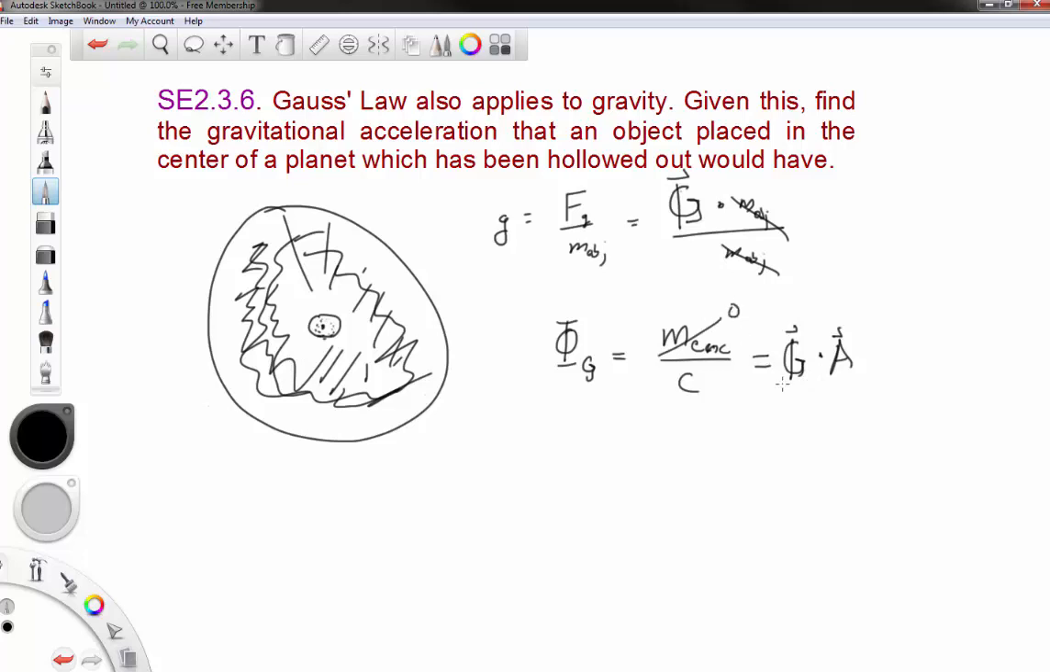Well, the mass enclosed is zero. So that means that the gravitational field times the area is zero. The area is not zero. And it's also hopefully clear that the field lines would basically be like this if there were any. In other words, they should be sort of perpendicular to this wall if there was actually some mass in here. There's no mass in here. There's no field lines in here. This area is empty. Basically, we can say that the gravitational field is zero, and what that means is that the gravitational acceleration at the center of the Earth is also zero.